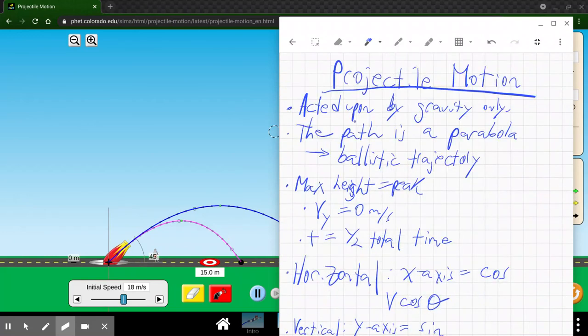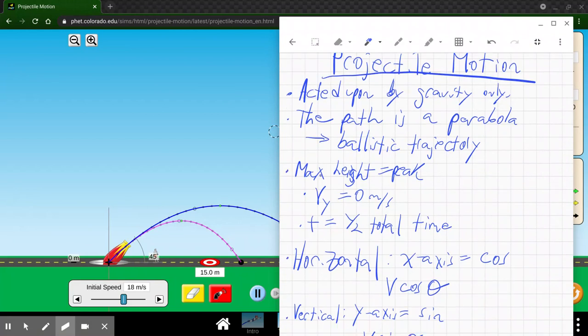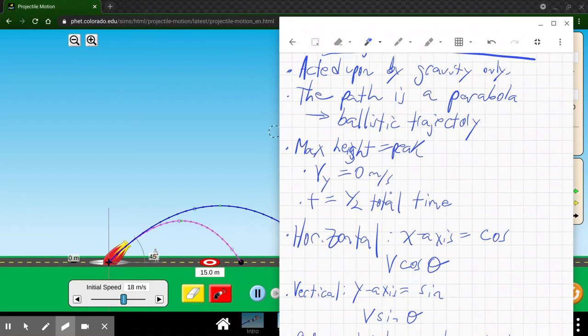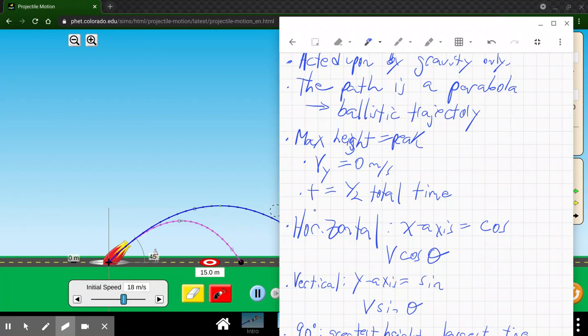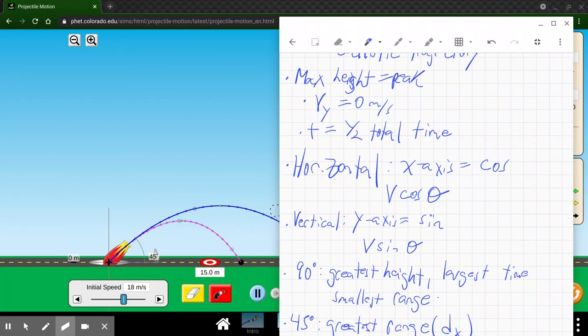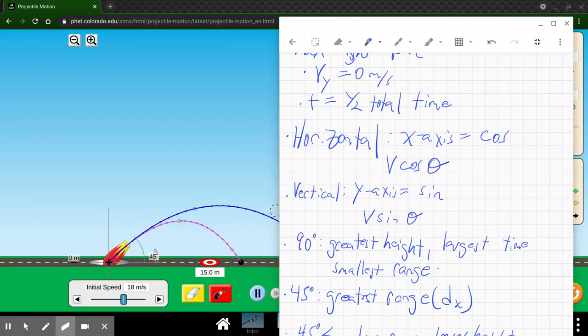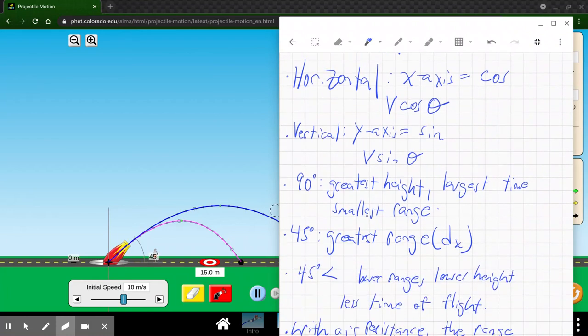All right, quick summary. A projectile is acted upon only by gravity. The path it makes is a parabola. This is called a ballistic trajectory. The maximum height is known as the peak. At the peak, the up and down motion in the y-axis vertically is 0. The time it takes for a projectile to get to its peak, as long as there's no air in the way, is half the total time, which means the total time is just the time to peak times 2. The horizontal velocity is calculated using cosine. The vertical velocity is calculated using sine.